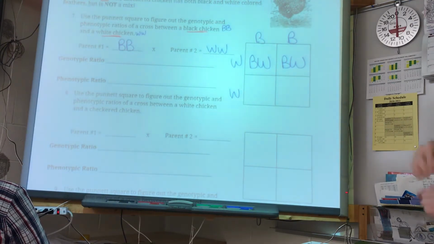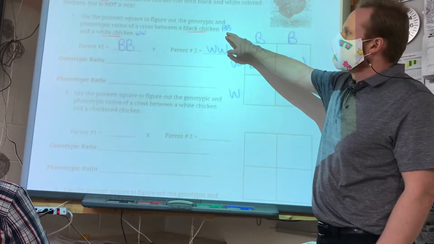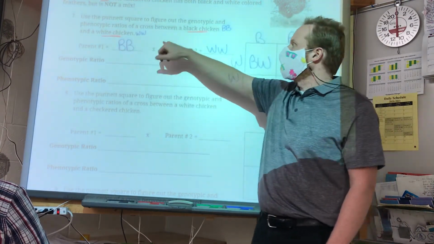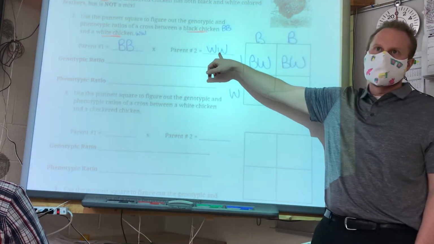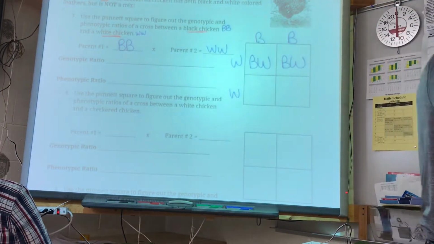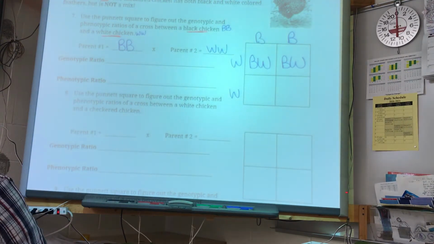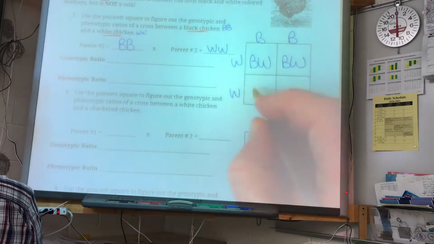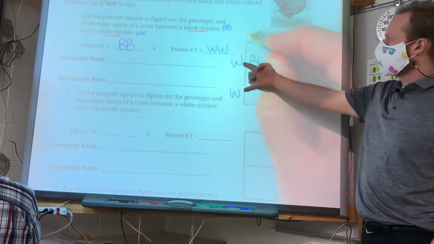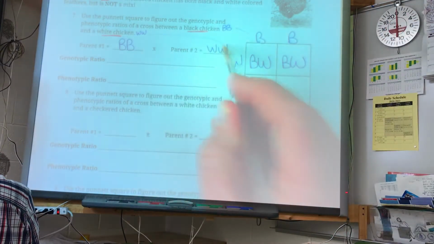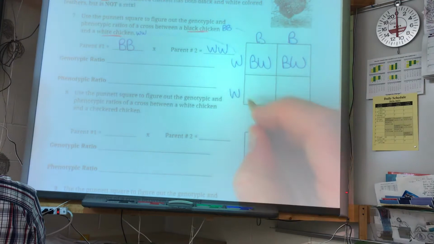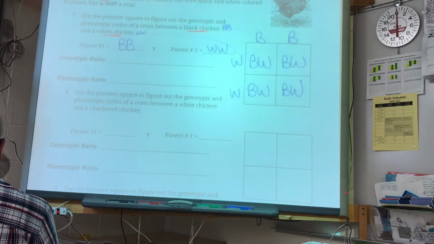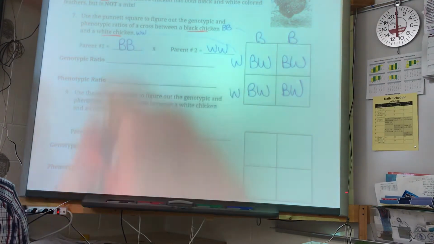So if we have a black chicken, big B, big B, that's the genotype of the one. We have a white chicken, which is a WW. If we take a black chicken, big B, big B, and we cross it with a white, WW, what are the outcomes gonna be? So the Punnett square looks no different. We still have the B's, we still have the W's that are gonna get filled in. The difference with the codominance is when we have a heterozygous, these can still be said to be heterozygous because their alleles are different from one another.